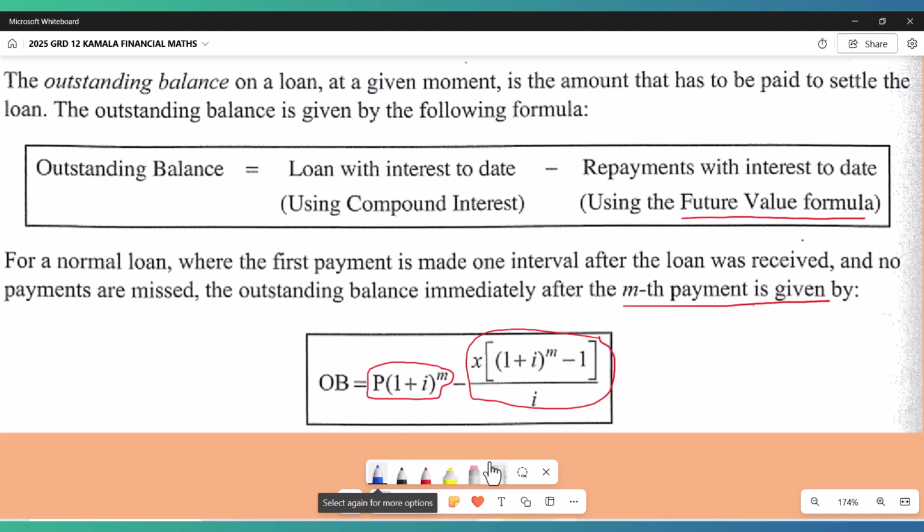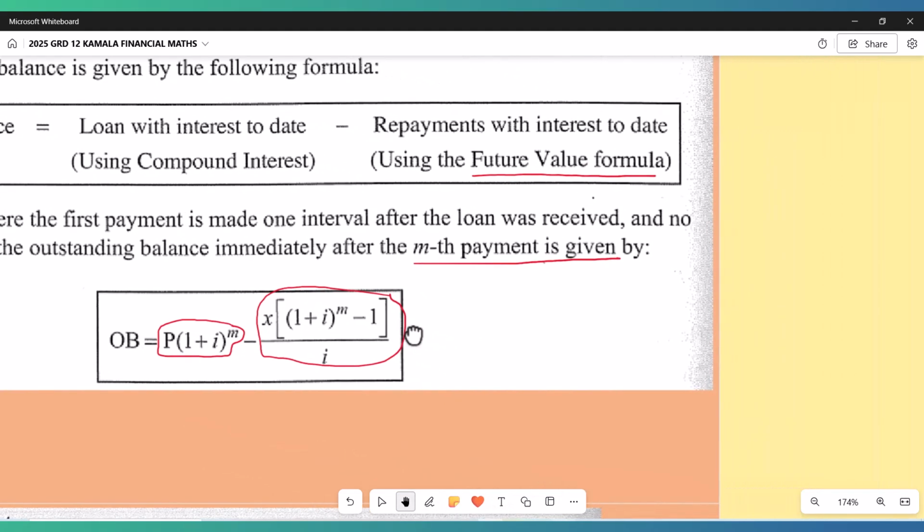Now, in that particular case, we'll see an example on that as well. Then we do it like this. I repeat, I can also get our outstanding balance by using the pending payments. If I say pending, I mean you have not yet paid them.